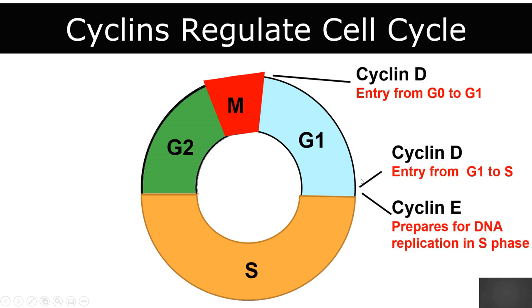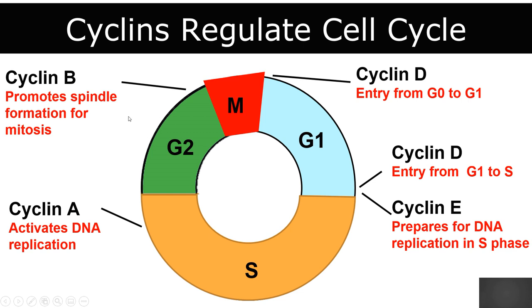Towards the end of G1, we have the arrival of cyclin E. So once cyclin E starts being expressed, it's preparing the DNA for replication that's going to happen in S phase, that synthesis phase of the cell cycle. Towards the end of S phase, cyclin A is what actually activates that DNA in order to be replicated. And then at the end of G2, just before the entrance into mitosis, we have cyclin B, who's going to actually promote spindle formation. So we need that to separate the sister chromatids. So you do need to know the order of these cyclins, what they actually do, what they trigger.